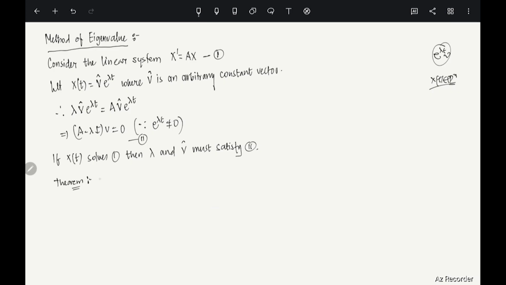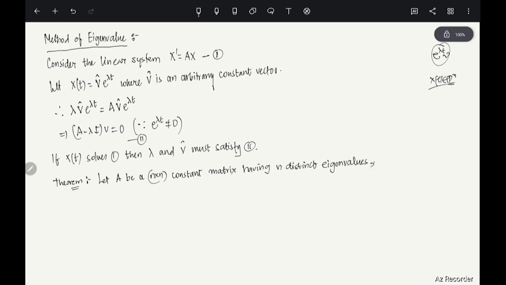Let A be an n cross n constant matrix. Of course, all of this is for the constant coefficient case. A constant matrix having n distinct eigenvalues, clear?